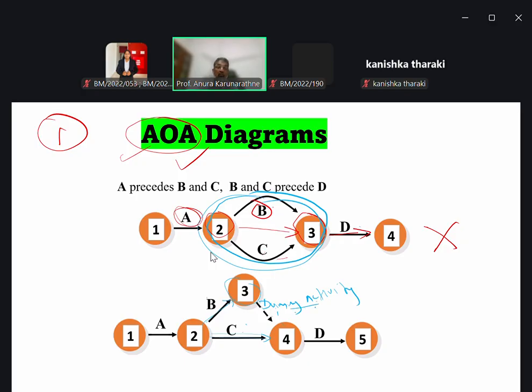At that time, there is no need to have resources for that, so it will not take any time. So when you are drawing this AOA diagram, we are not allowed to use this kind of drawing. This is wrong. Therefore, we have to go for the dummy activity as mentioned here. Then we can follow this procedure. This is the correct way to draw an AOA diagram.